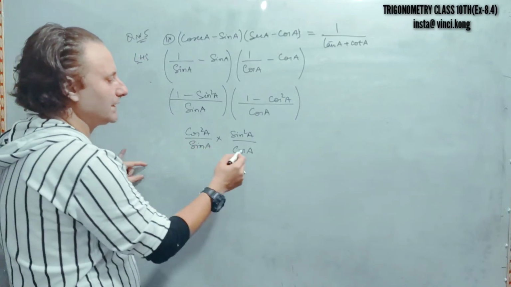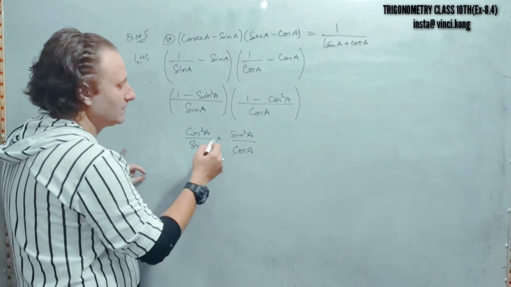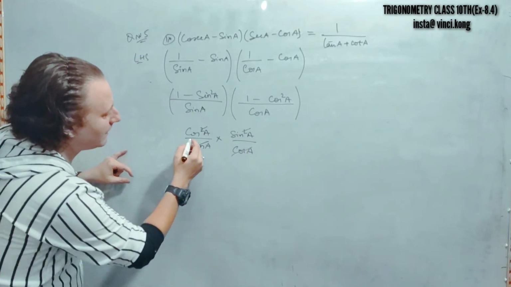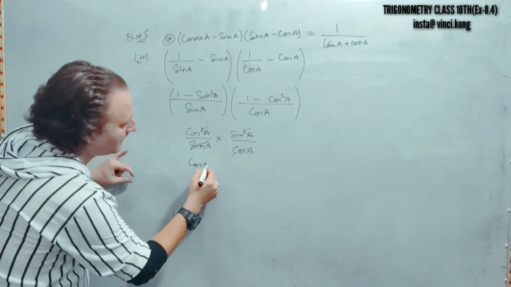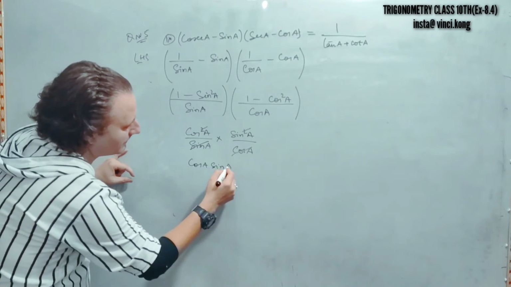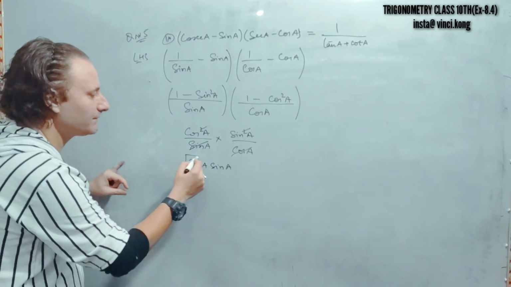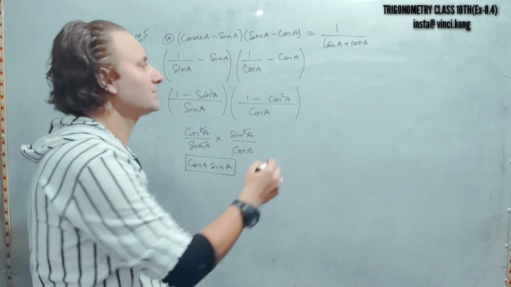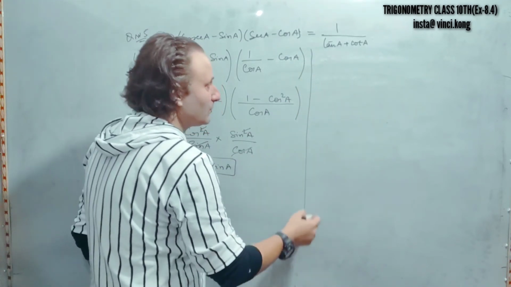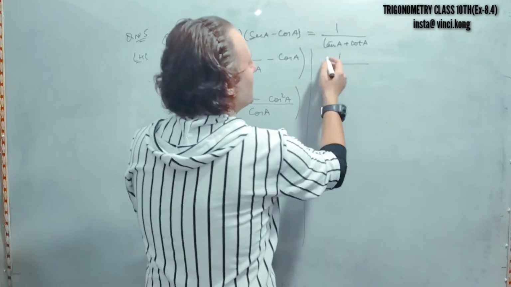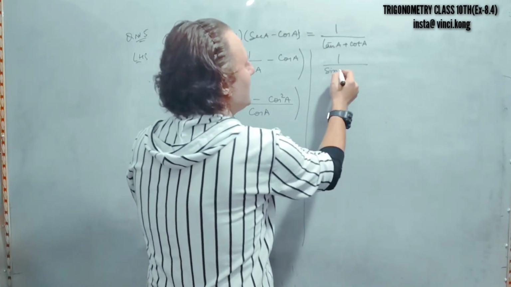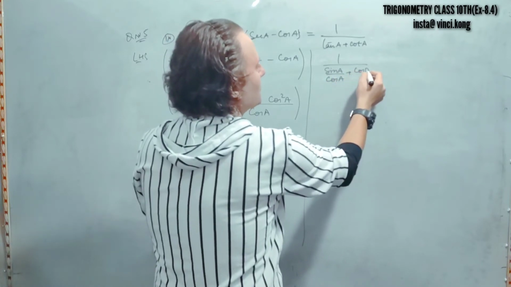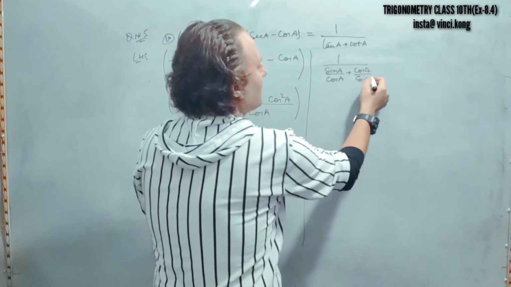Now we have cos A here and we have two cos A's here. So let's cancel this and similarly this as well. So what do I have? I have cos A sin A. So this is what my left hand side is. Now I'm not able to get the right hand side, so let's solve right hand side also. So tan is sin A upon cos A, and cot is cos A upon sin A.